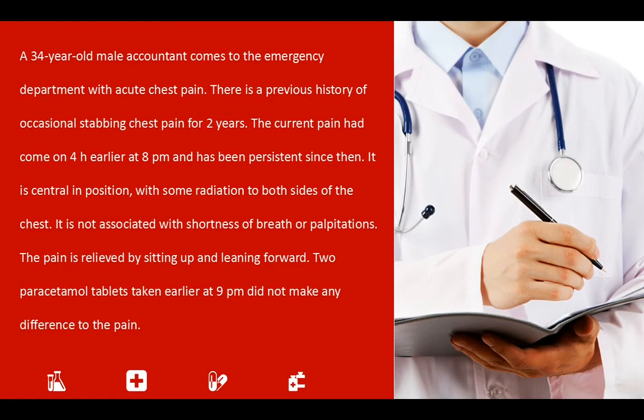A 34-year-old male accountant comes to the emergency department with acute chest pain. There is a previous history of occasional stabbing chest pain for 2 years. The current pain had come on 4 hours earlier at 8 p.m. and has been persistent since then. It is central in position, with some radiation to both sides of the chest. It is not associated with shortness of breath or palpitations. The pain is relieved by sitting up and leaning forward.